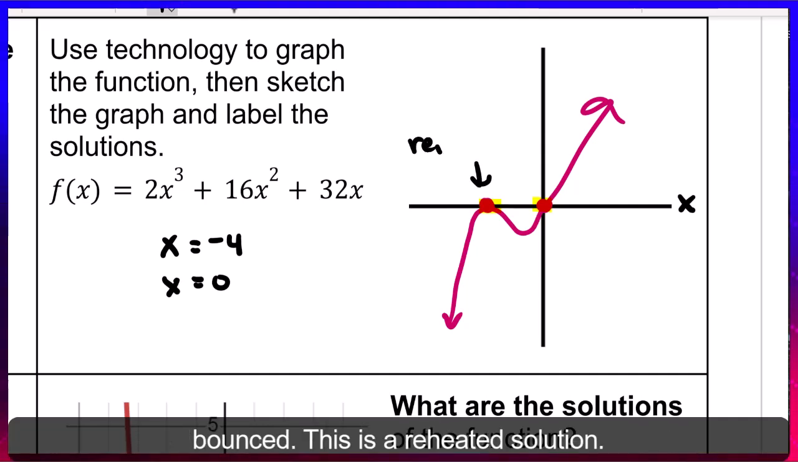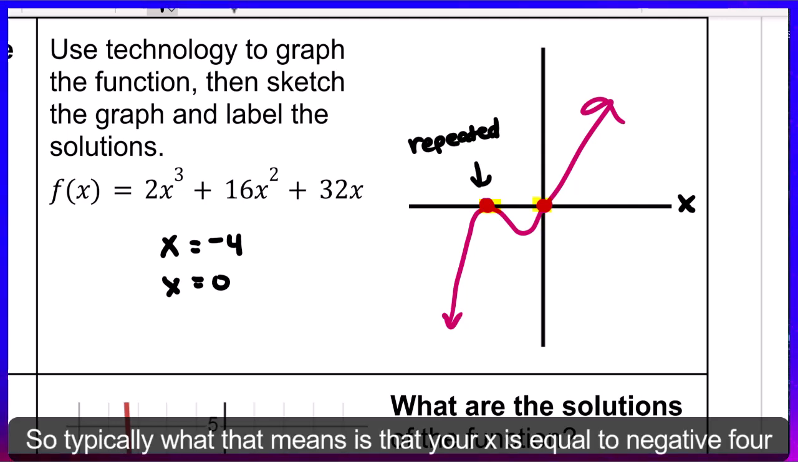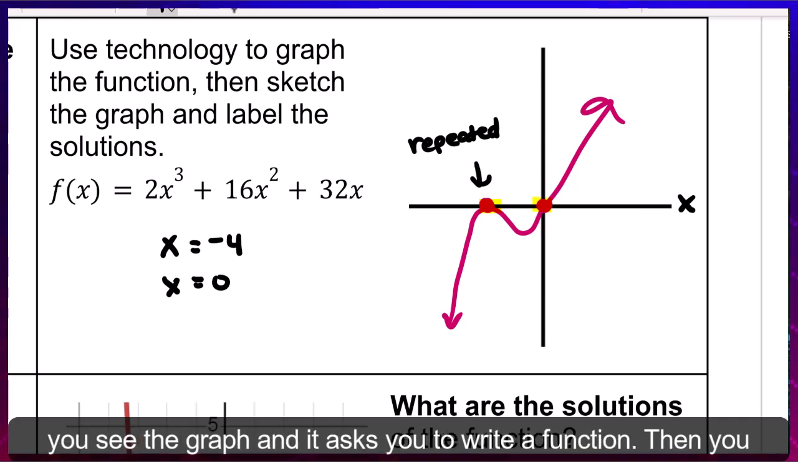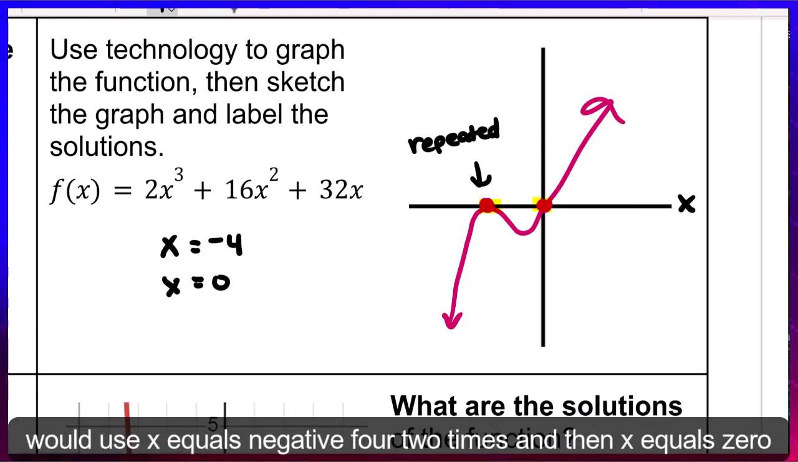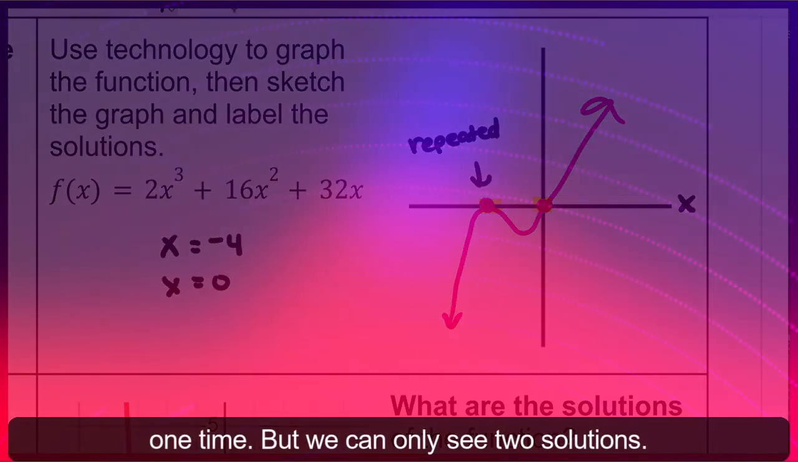Now, I do want to point out, though, in case they ask, this one right here that has bounced is a repeated solution. So typically what that means is that your x equals -4 is there twice. So if you were going to maybe go backwards and you see the graph and it asks you to write a function, then you would use x equals -4 two times and then x equals 0 one time. But we can only see 2 solutions.